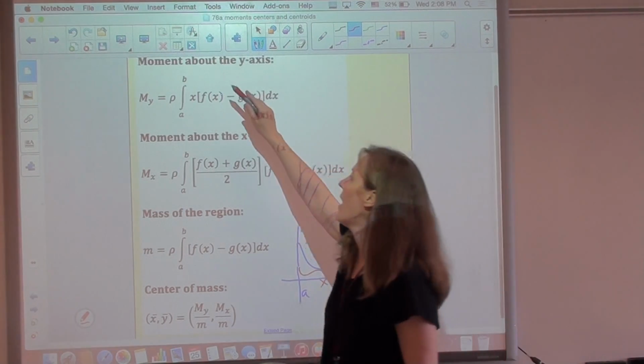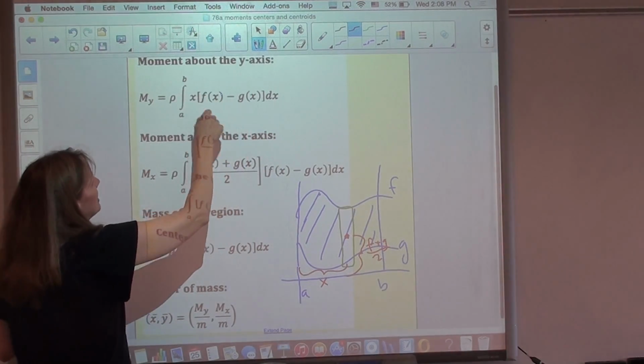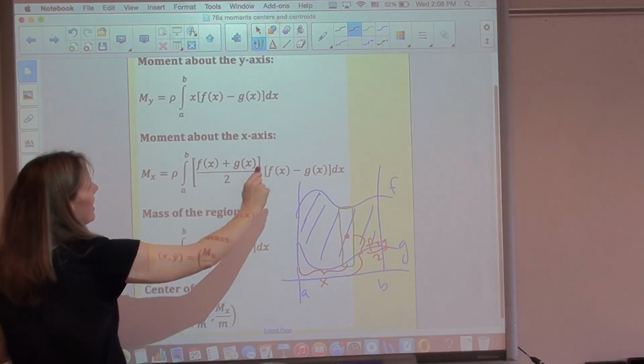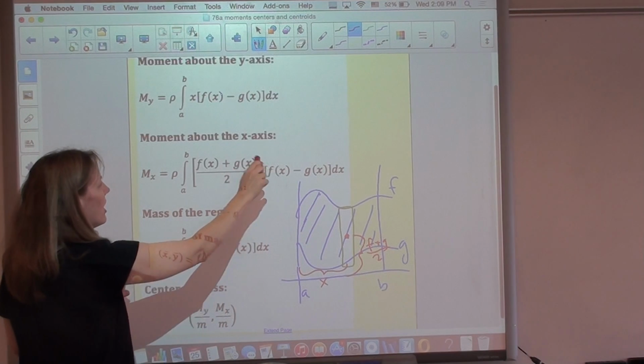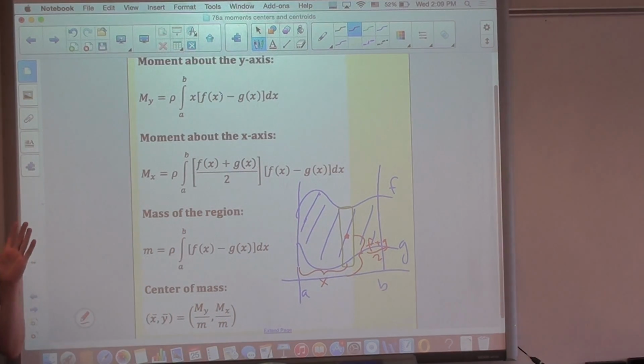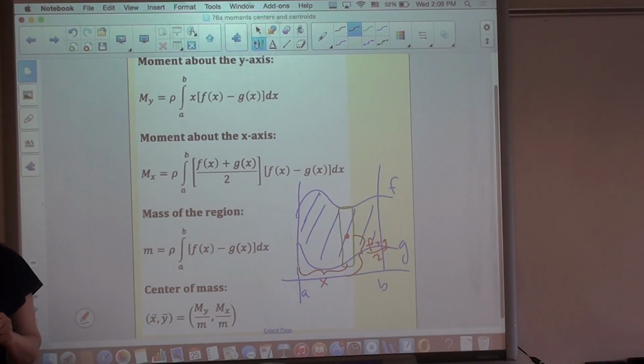So we have, for our moment about the y-axis, it's the area times x. For the moment about the x-axis, it's the area times f plus g over 2, which is the y, for the center of an individual little mini rectangle in the region.